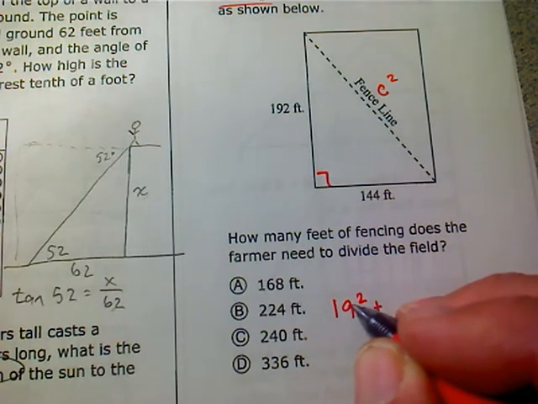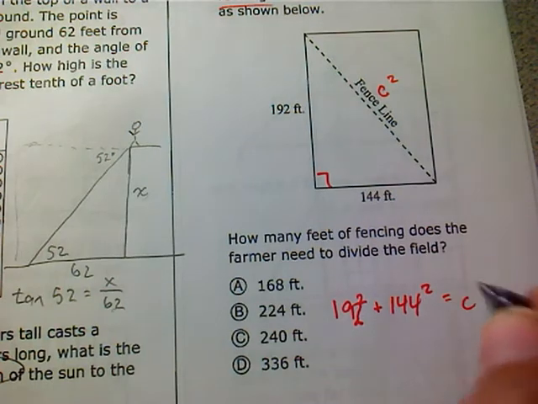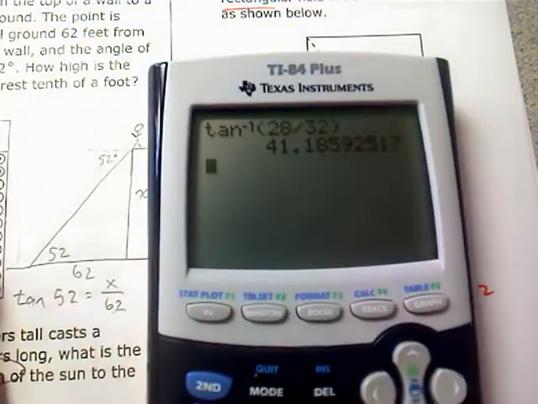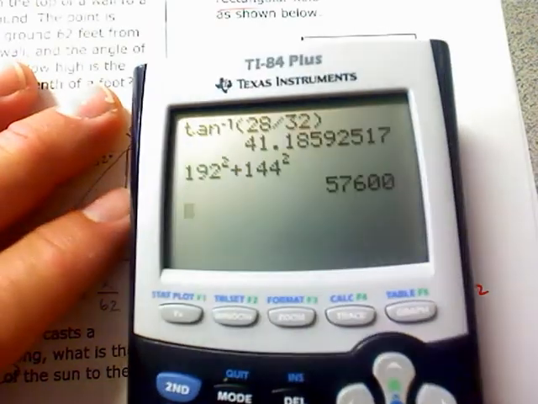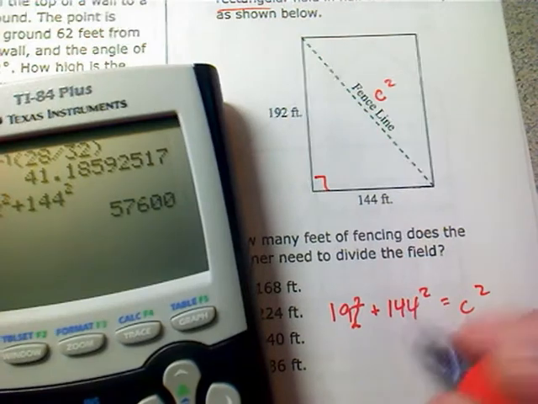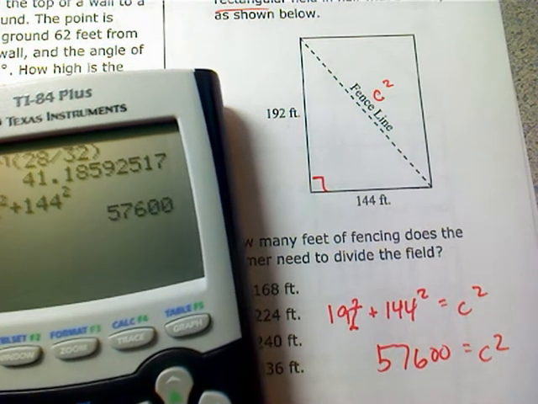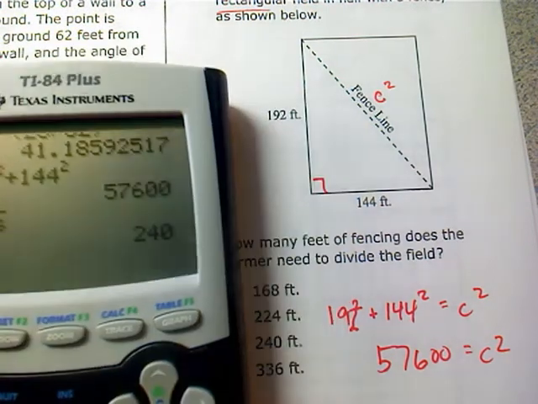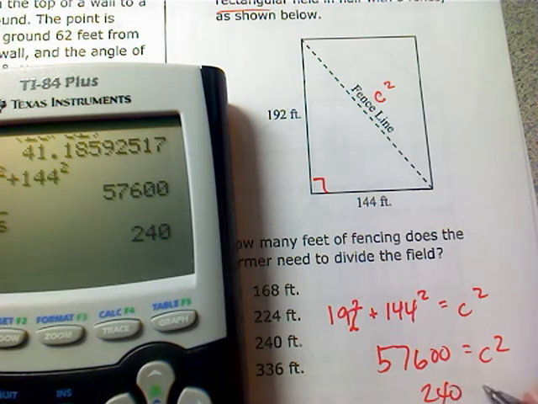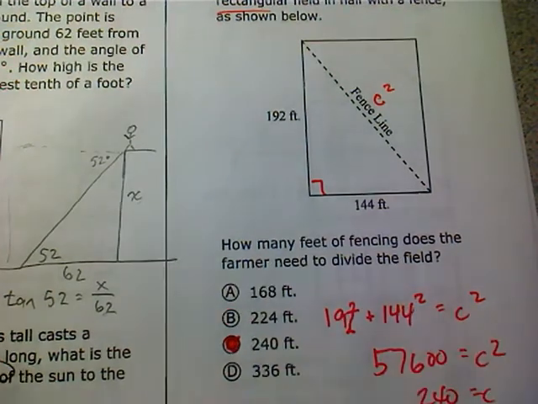So this says 192 squared plus 144 squared equals c squared. So 192 squared plus 144 squared is that number. So 57,600 is c squared. And now I need to square root that. So I can square root my answer to get 240 feet of fencing, C. Just a Pythagorean theorem question there.